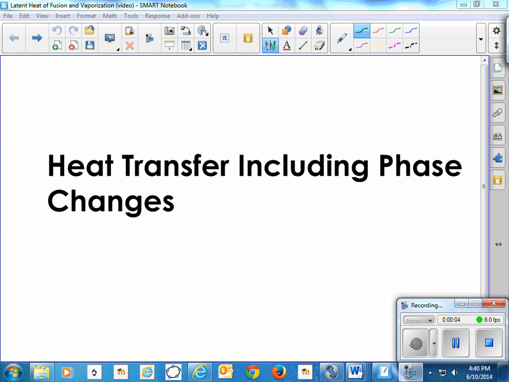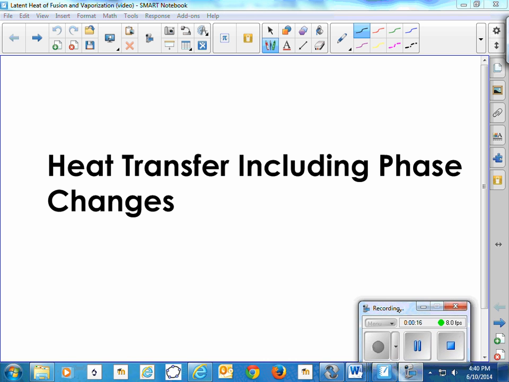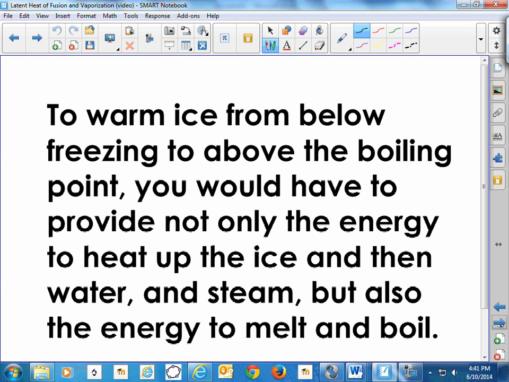This video clip explains how to calculate the energy needed during heat transfer, including phase changes. For example, to warm ice from below freezing to above the boiling point, you would have to provide not only the energy to heat up the ice, and then the water, and then the steam, but also the energy to melt the ice and to boil the water, to change the water to steam.